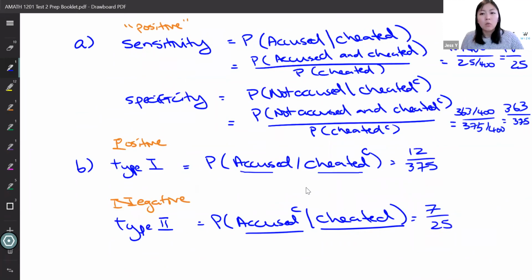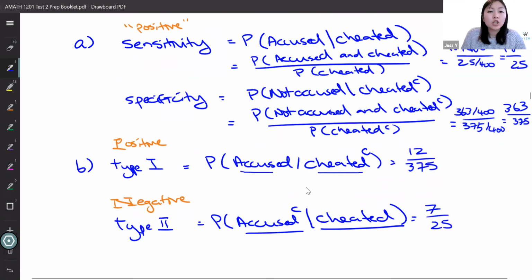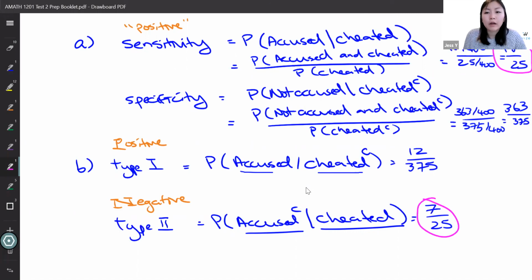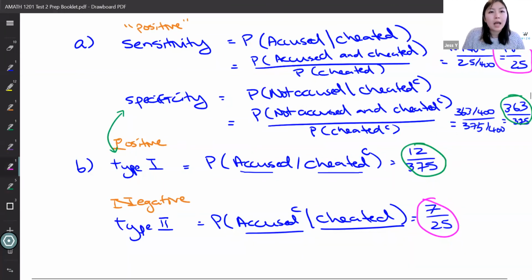Okay. One quick thing to note is the relationship between them. Notice that sensitivity plus type 2 error adds up to 1, and specificity and type 1 error adds up to 1. This is always going to be the case. Specificity and type 1 error, they're complements, if you will, and sensitivity and type 2 error are complements.